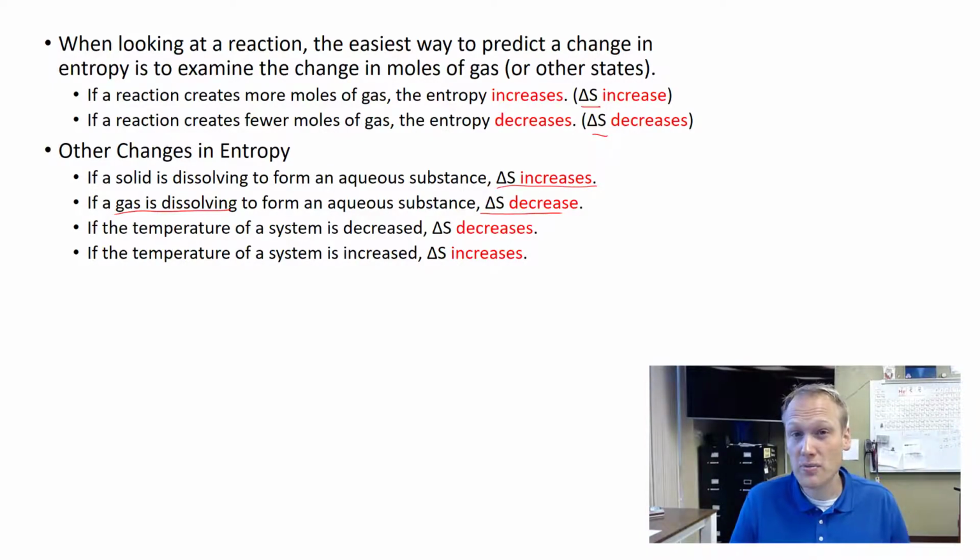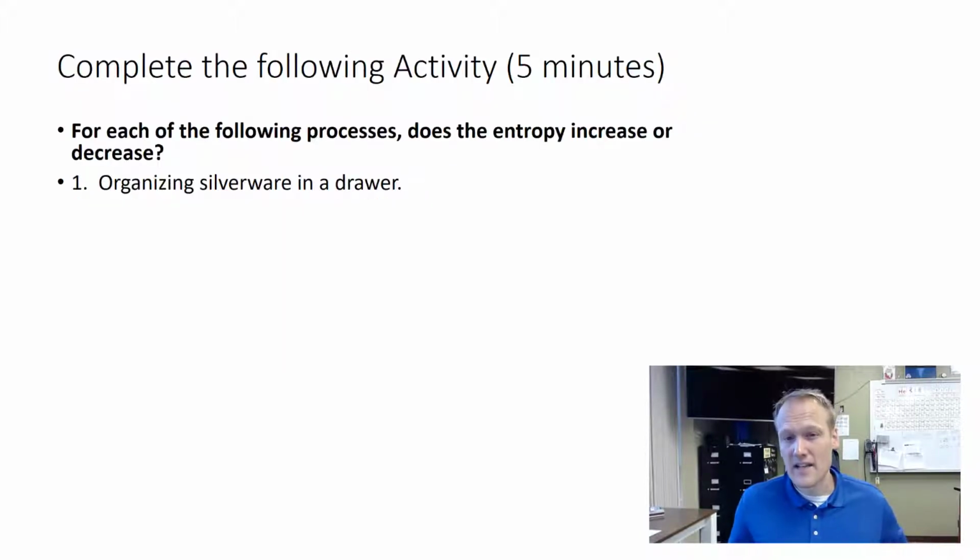Temperature can also affect entropy. If you heat something up, molecules are going to move faster, and therefore entropy is going to increase. And if we cool something down, molecules are going to come together and maybe be more organized if they crystallize and decrease entropy. Let's take a look at some examples here.